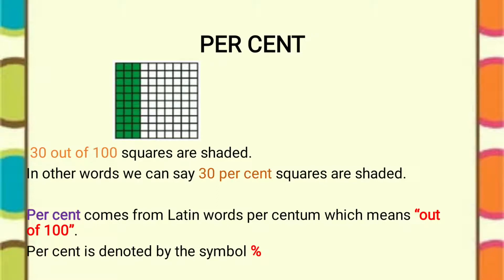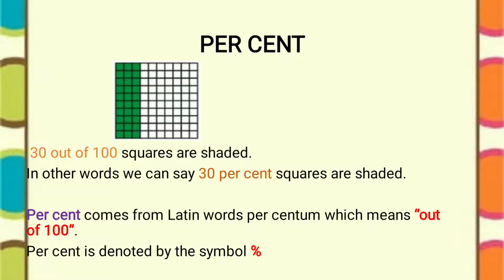Why I am using percent: percent comes from the Latin words per centum, which means out of 100. Out of 100 is otherwise called percent. So instead of 30 out of 100, I can say 30%. The percent is denoted by the symbol I am showing on the screen.